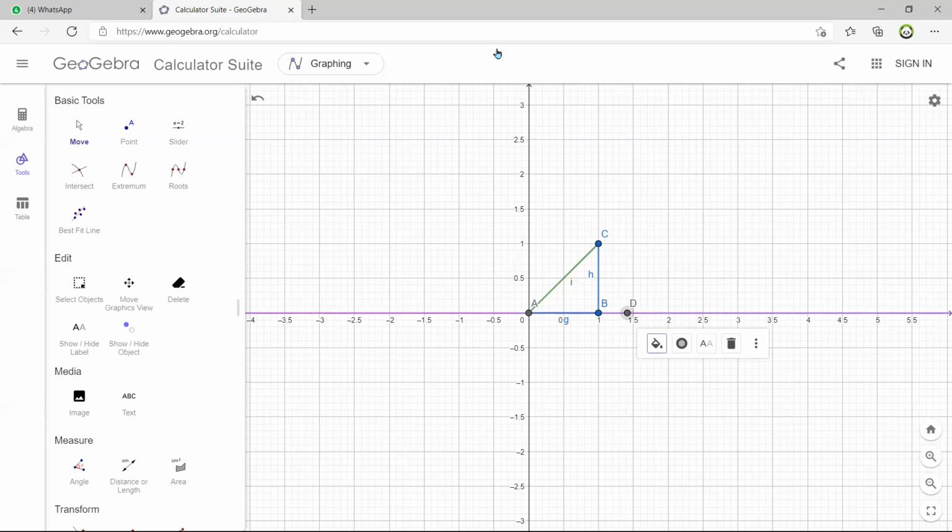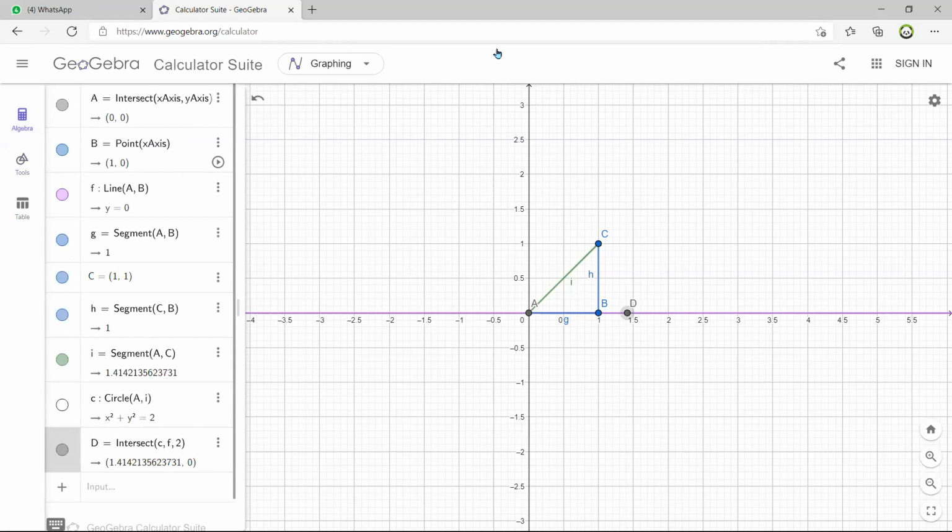All right, is that clear why it is root 2? If there's any doubt, please don't hesitate to ask. Yes, ma'am, it's clear. Okay. Hamna, is it clear to you as well? Yes, ma'am. Okay, all right. So this is our root 2.